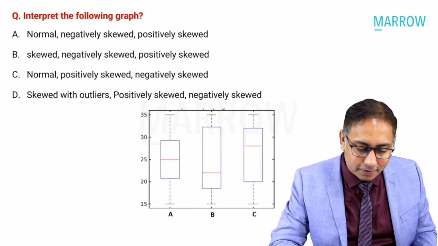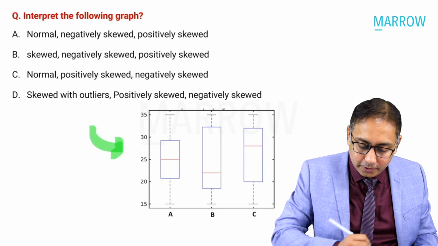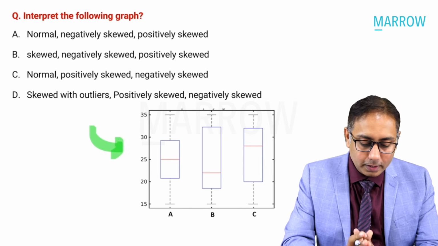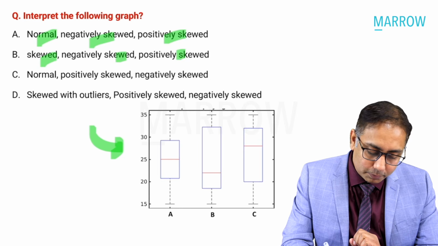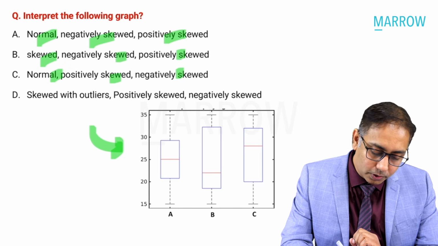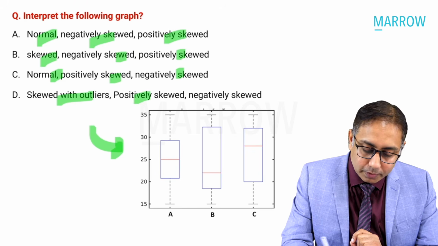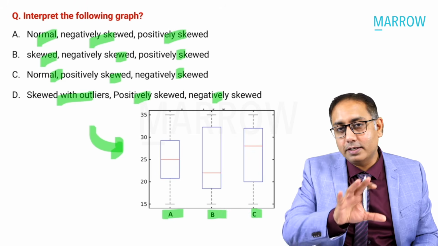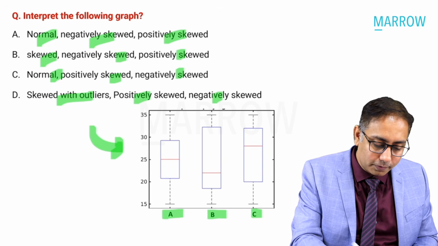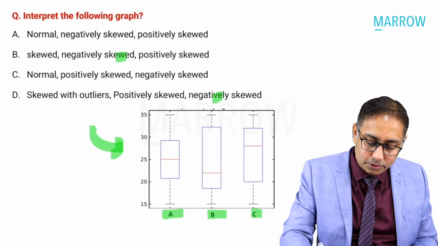Now let us come to the next MCQ, the solitary MCQ from Biostats. Interpret the following graph. You could see a graph over here, with options: normal, negative skew, positive skew, or skewed with outliers, positively skewed or negatively skewed. You had these A, B and C curves, and you wanted to find out which of the following is correct. What do you think is your best answer over here?